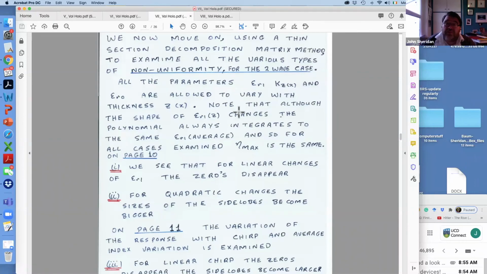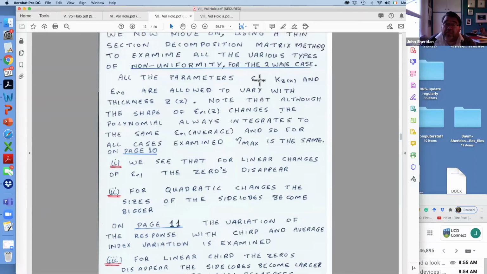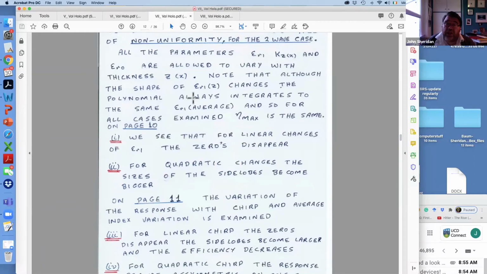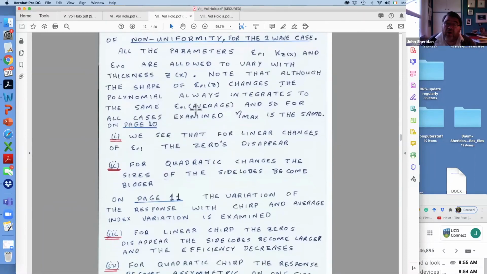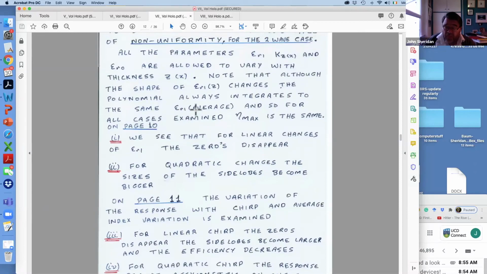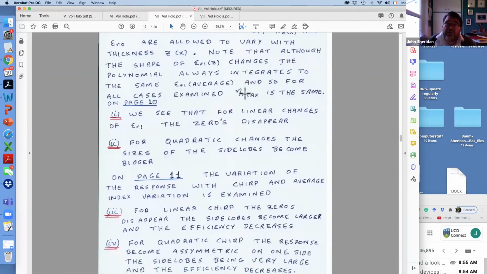So the parameters, the modulation and the grading vector and the average are allowed to vary with thickness. And note that although the shape of this changes, the polynomial always integrates the same value. So what we do is we introduce polynomial type variations on these. Now, for example, if we have taper, we may retain the exponential because we know what we kind of expect. But we can in general express all of these things as functions of Z, and this should be really Z here, where they're all varying with depth or thickness.